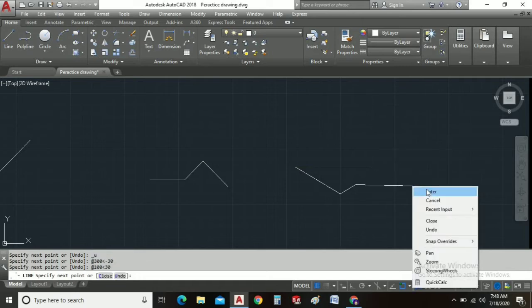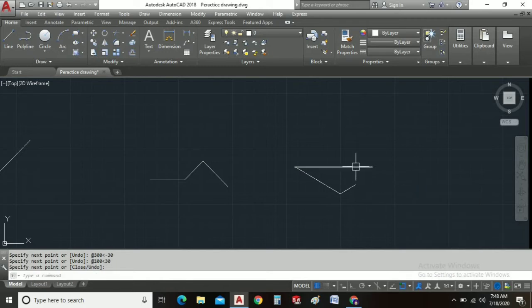So guys, I hope you all got the point. It's a quite interesting and simple tip. Basically it's a feature of the line command, but this was not in the previous versions of AutoCAD.